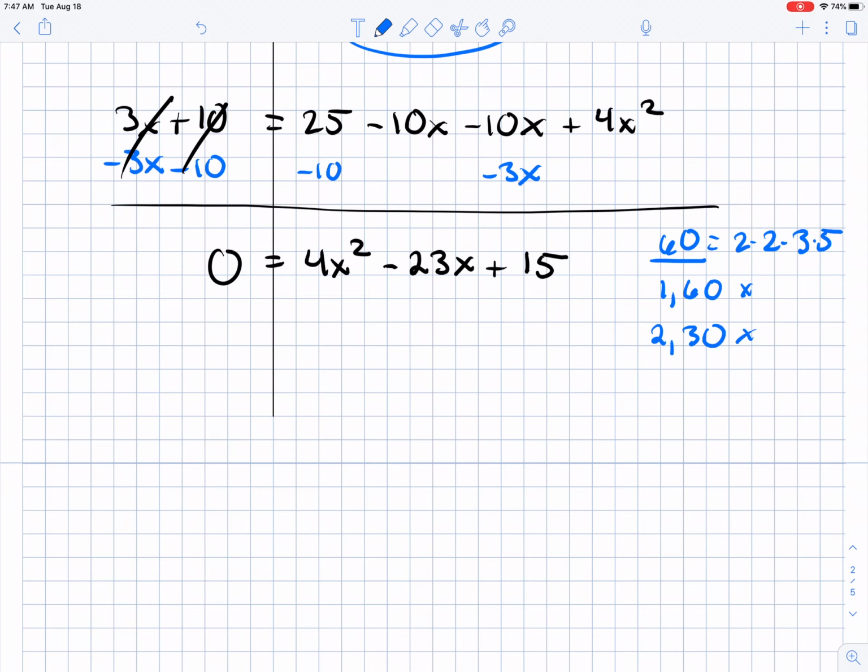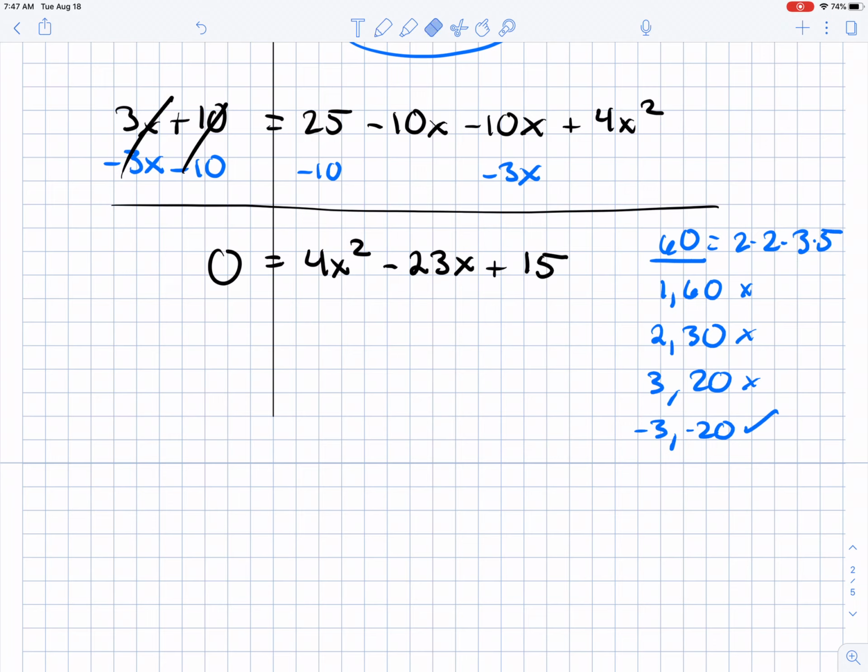Okay. Can we do 3? Yeah, we can do 3. If we use this 3 times what's left is 20, right? And that adds up to 23. But we want negative 23, so we're going to say negative 3 and negative 20. These are the two numbers that multiply to give us positive 60 and add to give us negative 23.